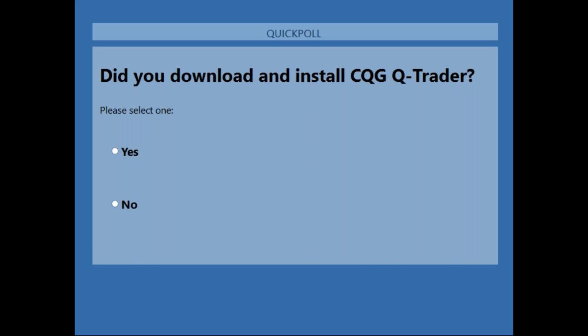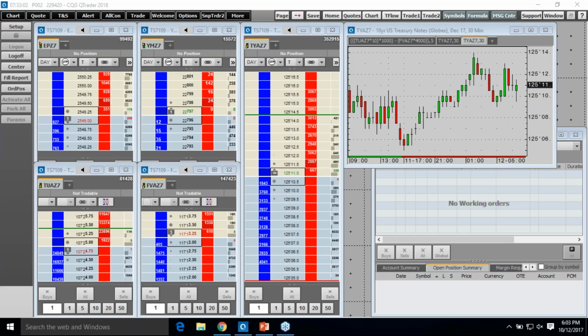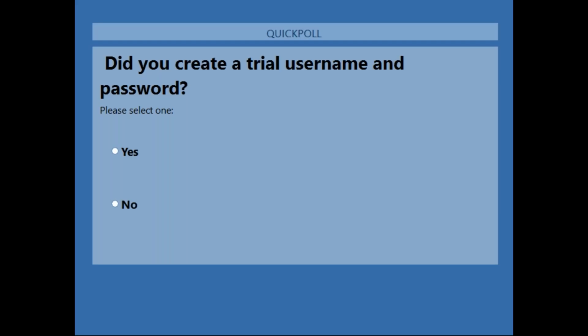Okay, so I think with the first one, unfortunately, it appears like not many people have had a chance to download and install, but I think that's okay. For the ones who have managed to get this application installed, if you would like to log in and probably trade with me for the next 45 minutes, you already should have your username and password. If you log into your CQG, you should see a screen. My workspace is a bit set up, right? But I'm going to show you how to create a workspace as well.